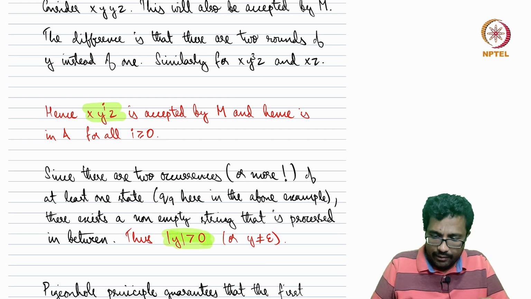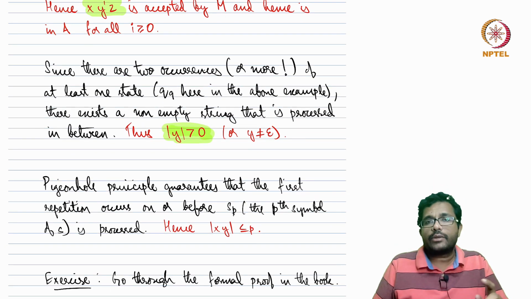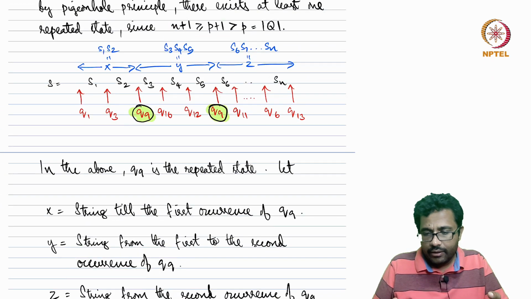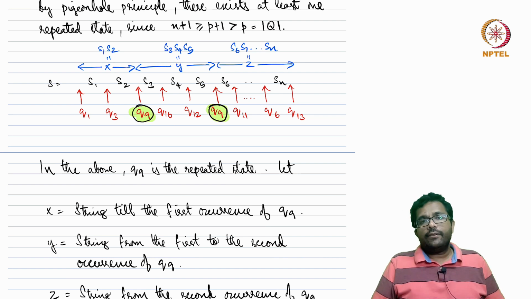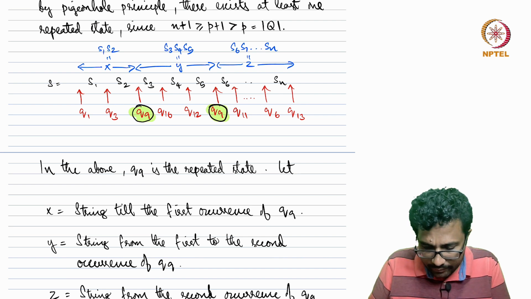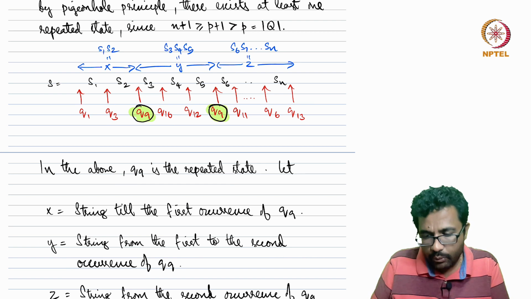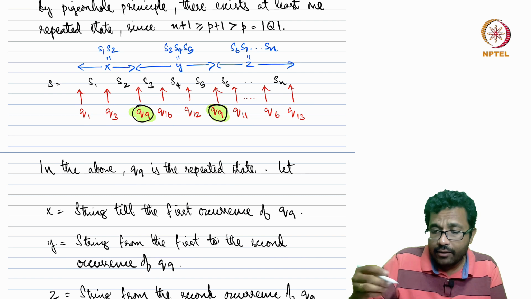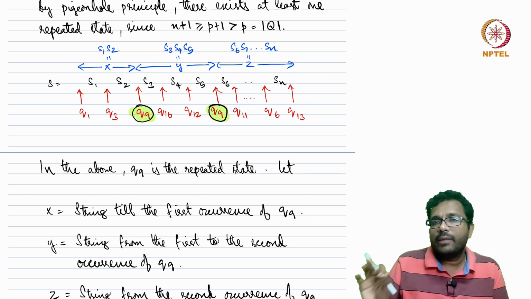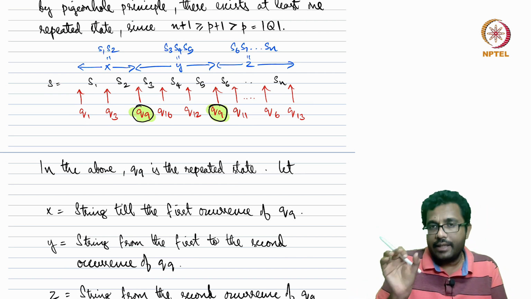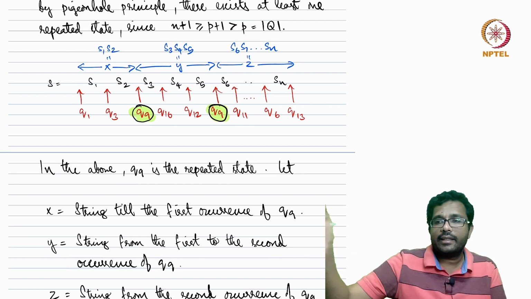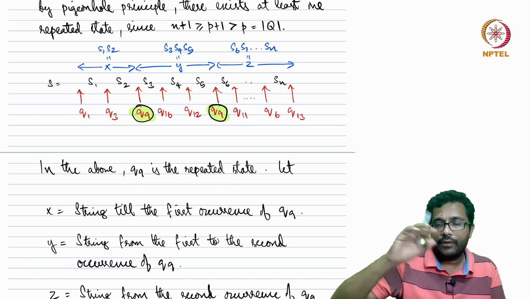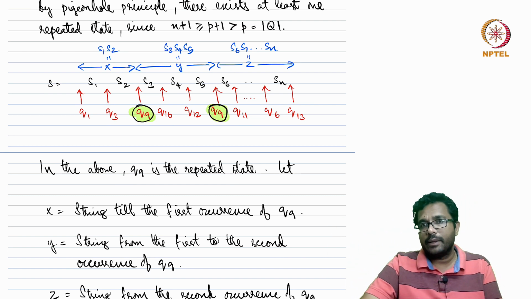And finally, we want to show that the length of xy is at most p, right? To ensure that, we look at the first p plus 1 states. In other words, we look at the first p symbols of the string. The first p symbols take it through p plus 1 states, starting from the starting state, second state, third state, and after reading the pth symbol, it will be in the p plus 1 state.